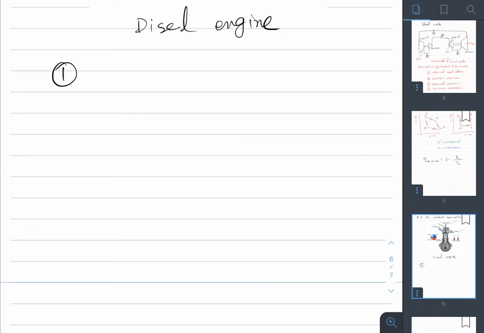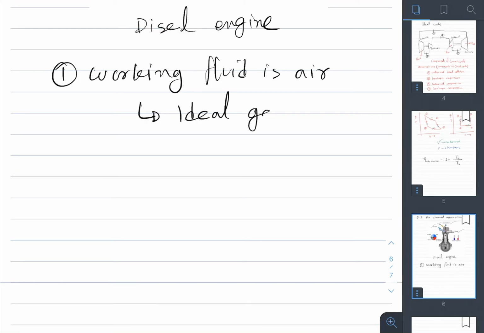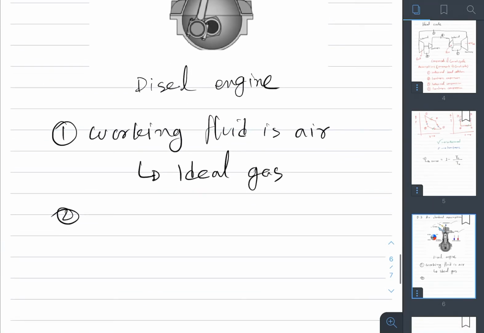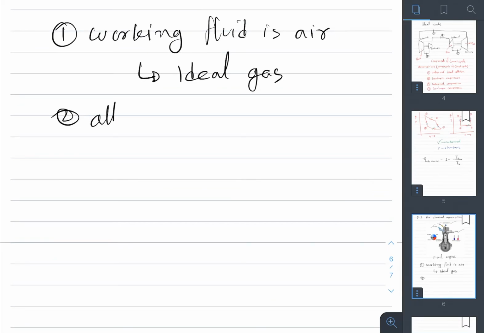Number one, the air standard assumptions: the working fluid is air, which in the case of a closed loop or closed cycle always behaves as an ideal gas, right? Number two, all those processes happening here are internally reversible.